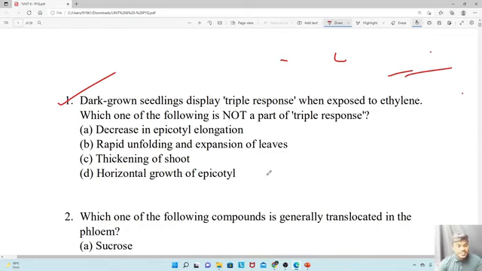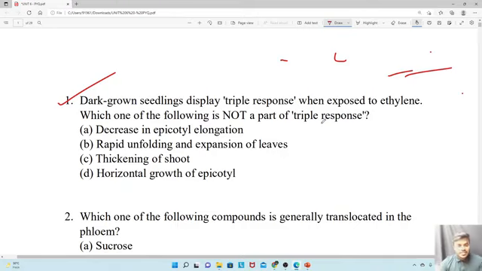Yes, friends. Right or wrong doesn't matter. Answer the question. So fast. B. Sadguri has given B. Others.